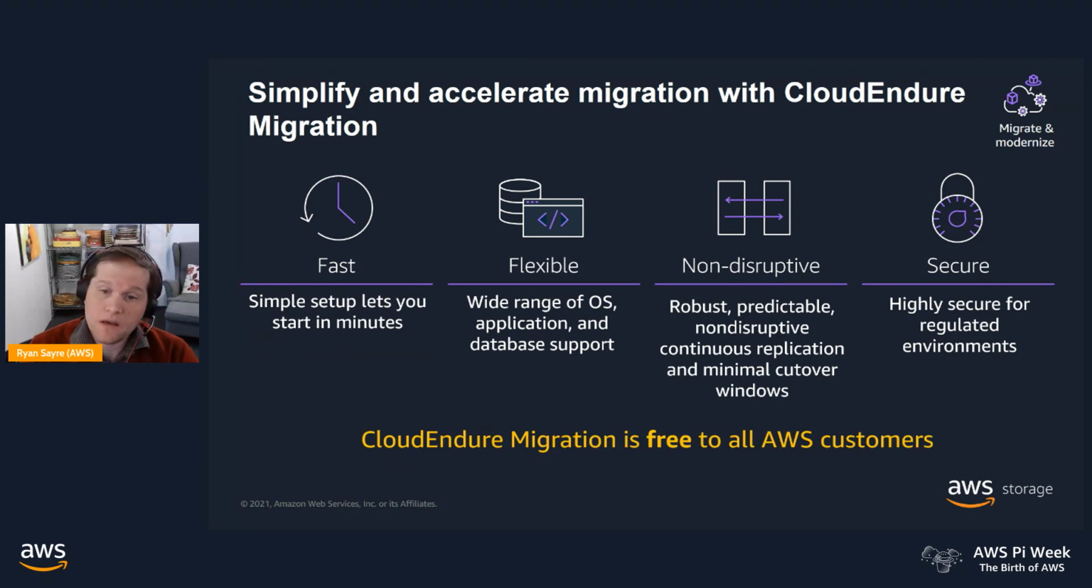Cloud Endure uses a unique block-level replication strategy to achieve a near zero downtime migration. Customers using Cloud Endure have actually migrated thousands of servers over a weekend with very tight service windows. It's a really simple setup that lets you start up in minutes. It allows you to migrate with minimal business disruption, eliminates complexity, and reduces risk. And best of all, it's available for free to all AWS customers. We'll have a link at the very end if you want to start playing with it.